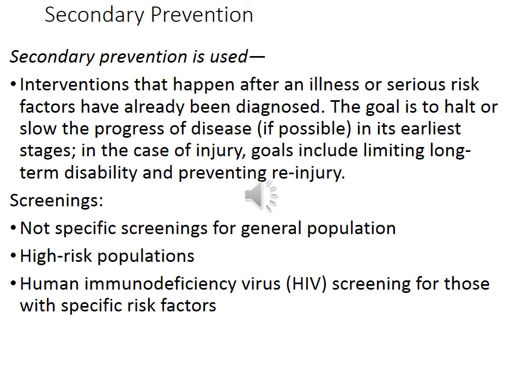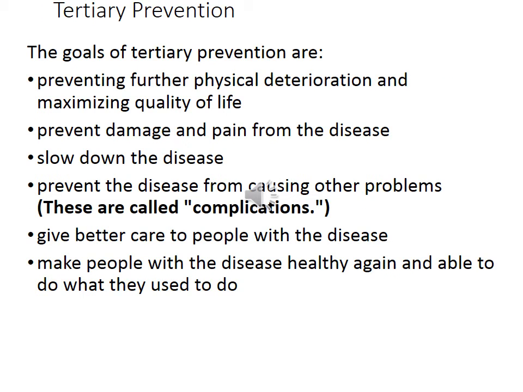And the secondary prevention is usually after the disease has occurred, but before the person notices that anything is really wrong. And then you have tertiary prevention, and the goals are to prevent further physical deterioration and maximize the quality of life. You want to prevent damage and pain from the disease, slow it down, prevent the disease from causing other problems, which we call complications, give better care to people with the disease, and make people with the disease healthy again and be able to do what they used to. Tertiary prevention targets the person who already has symptoms of the disease.